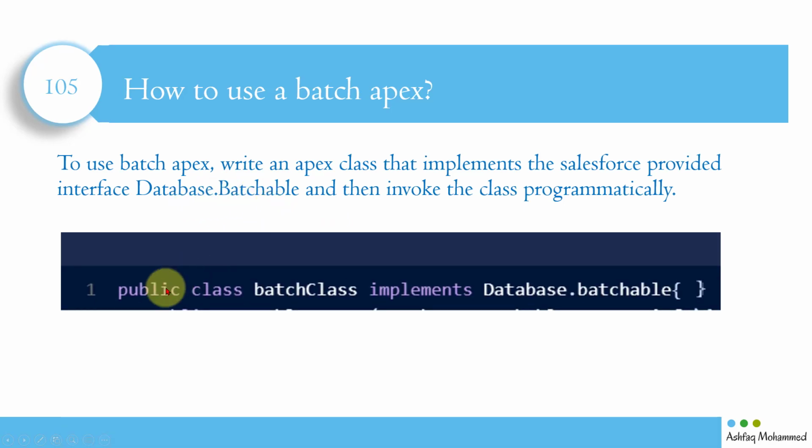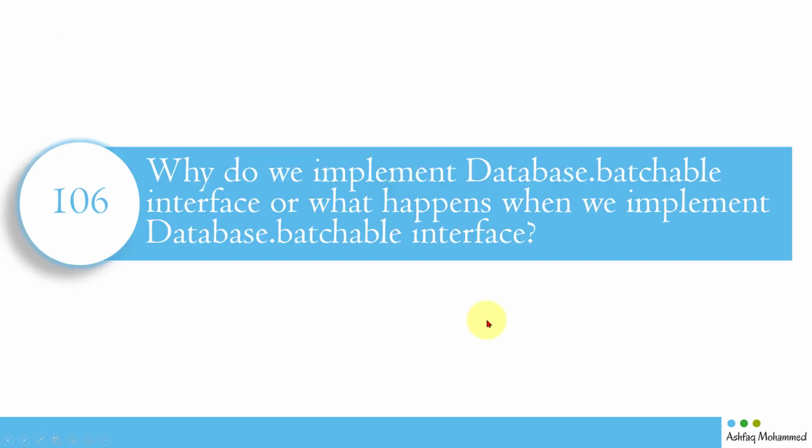Okay. So this is the format. When we write a normal class, we write public class, some class, right? So for the batchable class, we have to write public class. This can be, again, whatever name you want. I have just written an example called public class batch class, which implements database.batchable. This is important. As soon as you write implements database.batchable, then it becomes a batch class. Okay. So why do we implement the database.batchable interface, or what happens when we implement it?